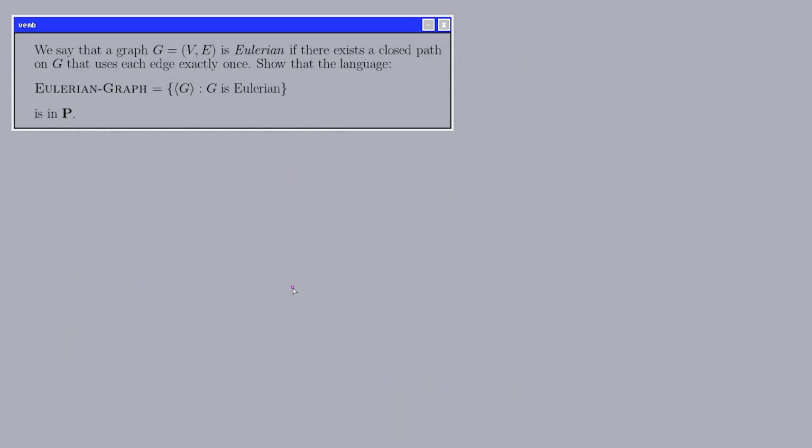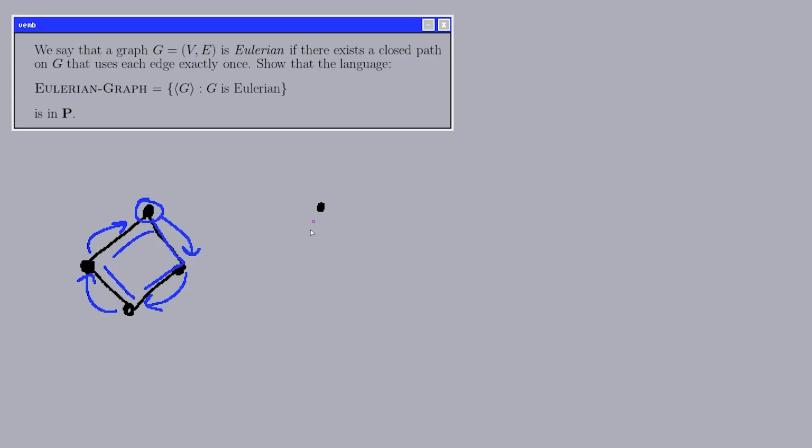When you have such problems, the first thing is always to see in practice when the graph is Eulerian or when it is not. For example, let's draw a graph here that has only 4 vertices and 4 edges. And so here, is this graph Eulerian? Well, yes, because no matter where you start, for example, if I start here, I can go there, go there, go there, and go there, and then I will have my cycle, my closed path, that uses each edge exactly once. So this graph is Eulerian.